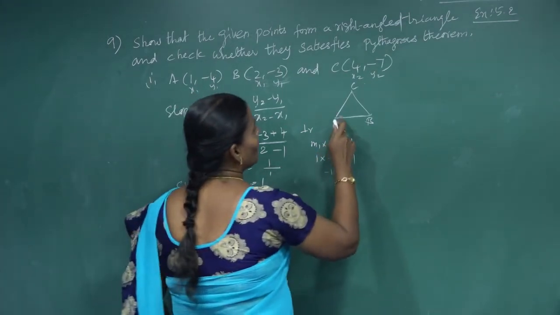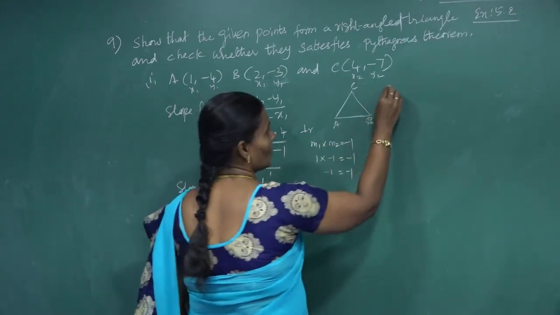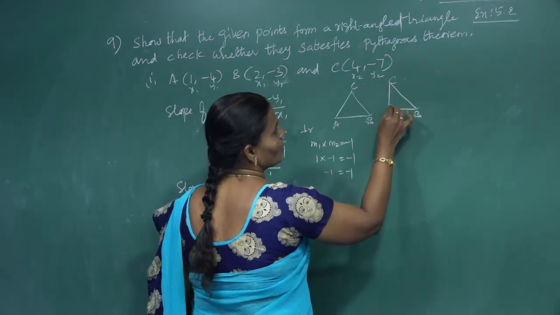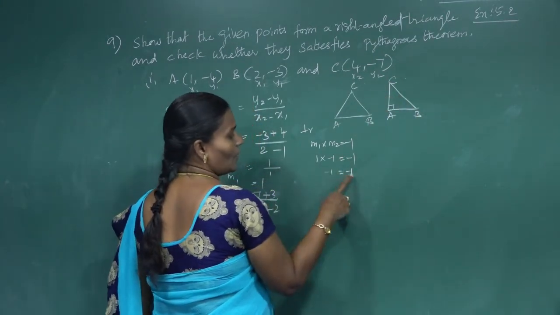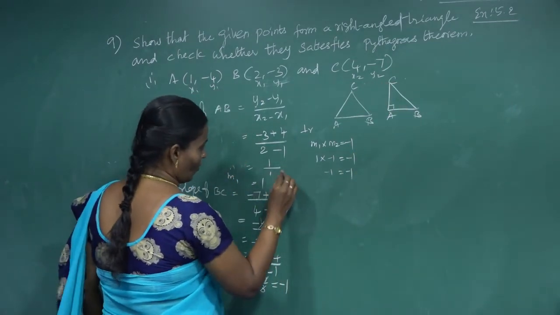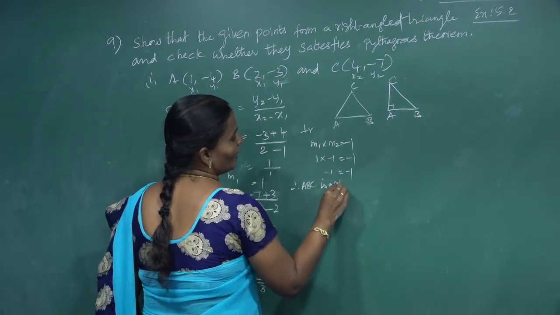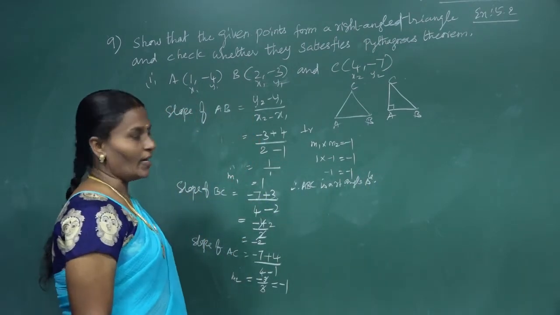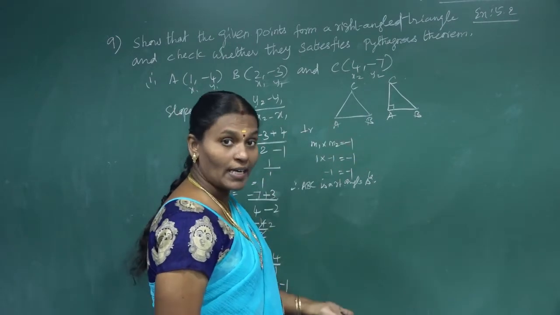So here AB and AC are perpendicular to each other. So this forms a right angle triangle ABC, because AB and AC are perpendicular to each other. Therefore ABC is a right angle triangle. Now the second one: check whether they satisfy the Pythagoras theorem or not.